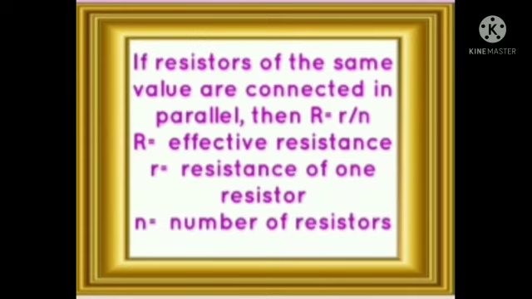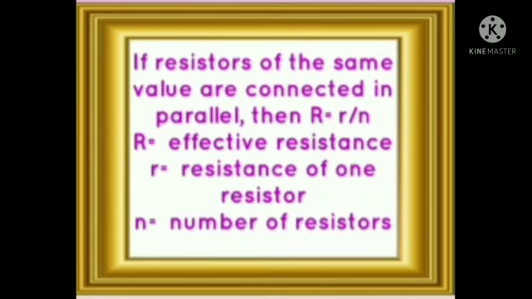But in the case of parallel, effective resistance R is equal to r by n. R is equal to effective resistance, small r is equal to resistance of one resistor, n is equal to number of resistors. In which situation can we use this equation? Only if resistors of the same value are connected in parallel. Only if resistors of the same value are connected in parallel, then effective resistance R is equal to r by n.